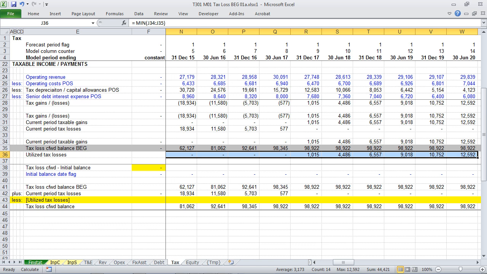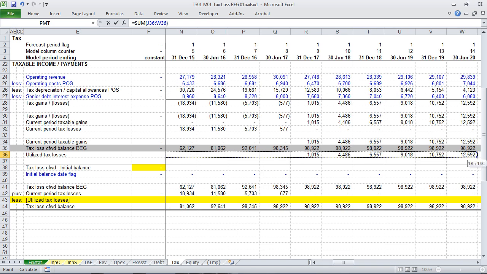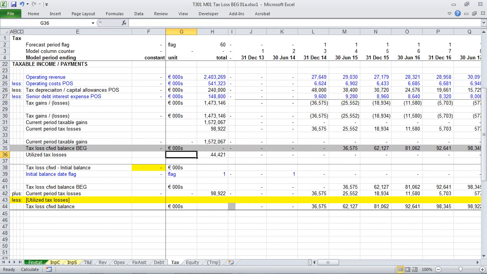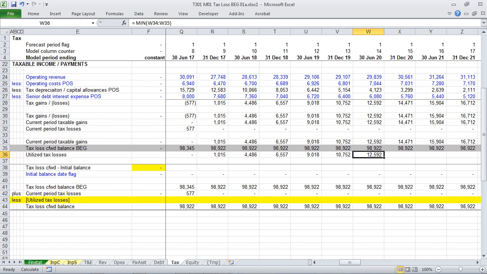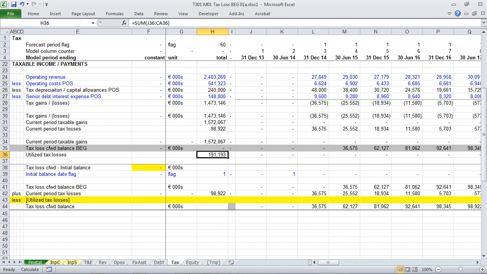So right now what's going on is we're using just what's a taxable gain, but at some point the total will exceed the brought forward balance. Right now, by copying it through that, I'm taking out 44421. We have accumulated 98922, but if I keep copying that across, at some point you're going to be trying to take more than you've got.